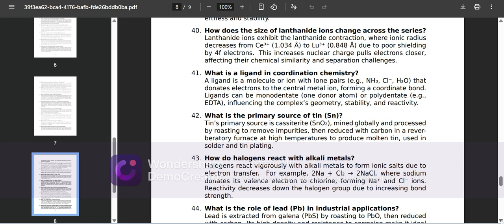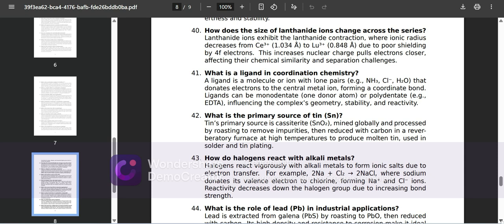How does the size of a lanthanide ion change across the series? Lanthanide ions exhibit the lanthanide contraction, where ionic radius decreases from Ce3+ at 1.034 angstrom to Lu3+ at 0.848 angstrom due to poor shielding by 4f electrons. This increased nuclear charge pulls electrons closer, affecting their chemical similarity and making separation challenging.